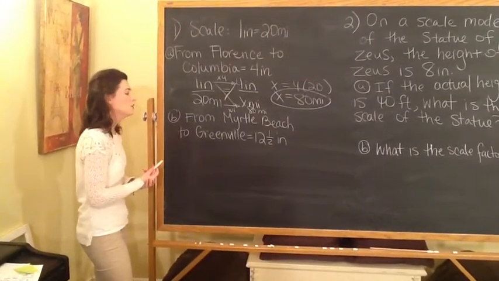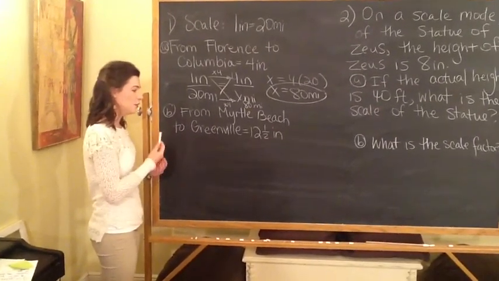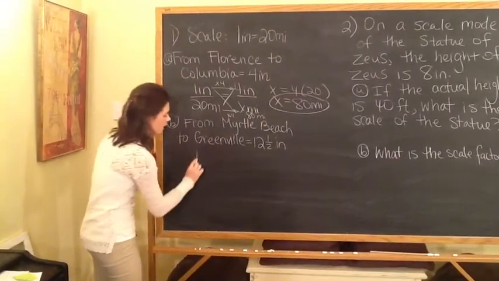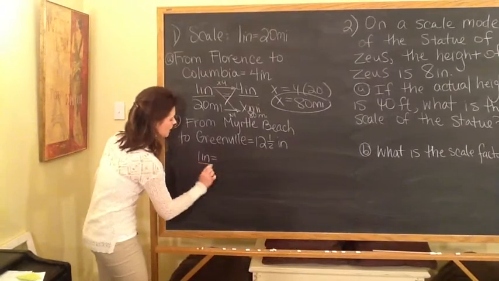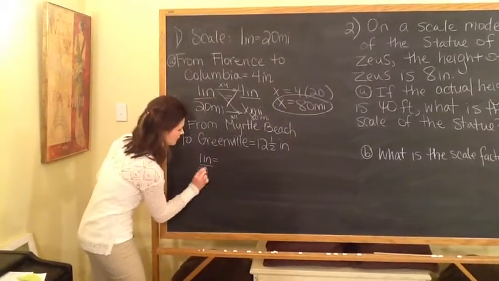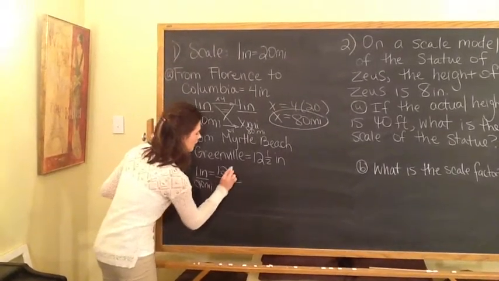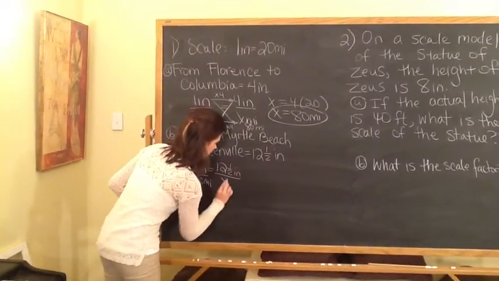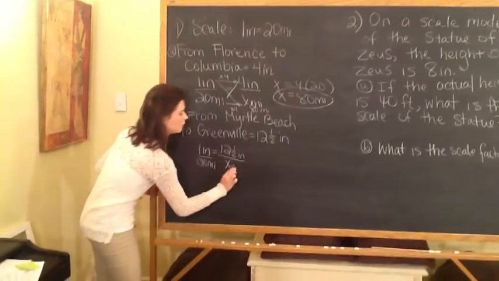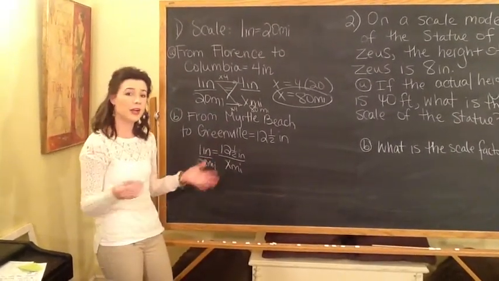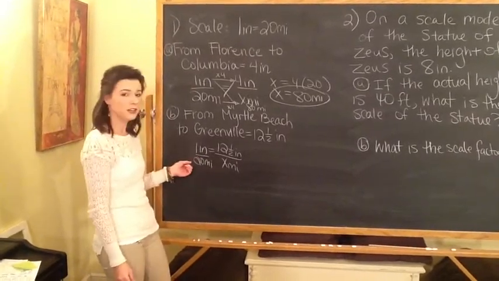Okay, for B, we're talking about the distance between Myrtle Beach and Greenville. So basically we're going to go ahead and write our scale, which is 1 inch equals 20 miles, is equal to, in this case, 12 1/2 inches, and then x here. So we're trying to figure out how many miles it really is between Myrtle Beach and Greenville by looking at our map and using our scale.